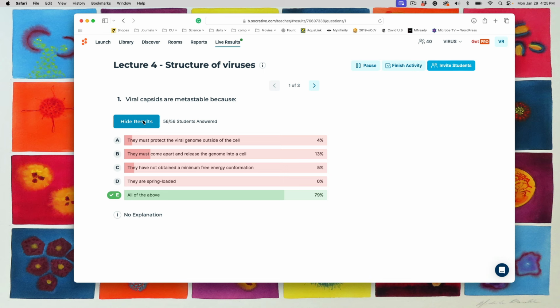All of the above. That's why viruses are metastable, because they have to be stable to protect the genome outside the cell. So that's one part of metastability. They have to come apart and release the genome. That's the other part of metastability. They've not obtained a minimum free energy conformation, and they are spring-loaded. All of that is metastability for sure.